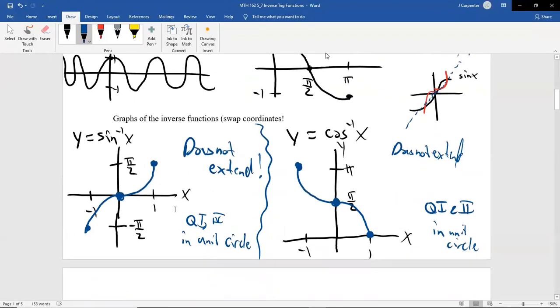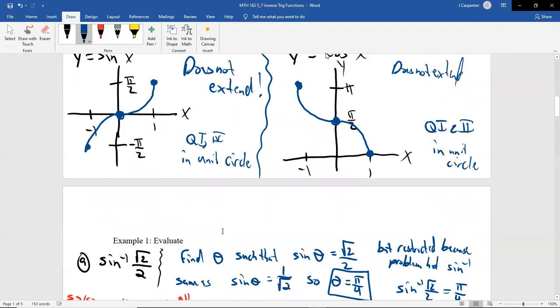I did mention that I'm not really going to test you on the pictures of the inverse sine and inverse cosine functions. This does come up in calculus, though, so I'm not saying you'll never see this again. You will see this again at some point, but we don't deal with it too much in regular trig.